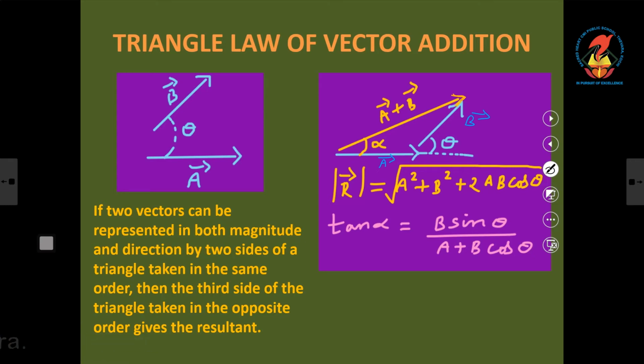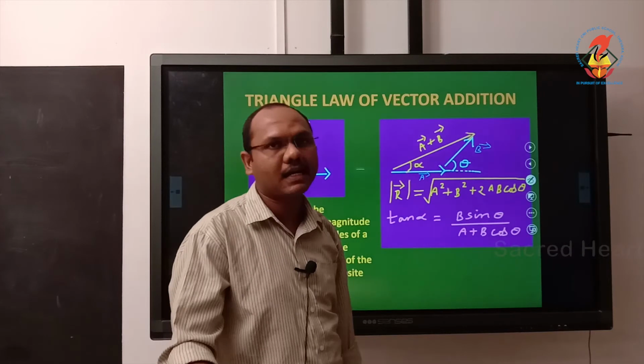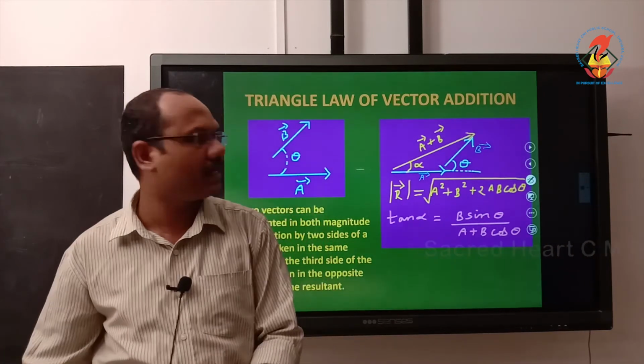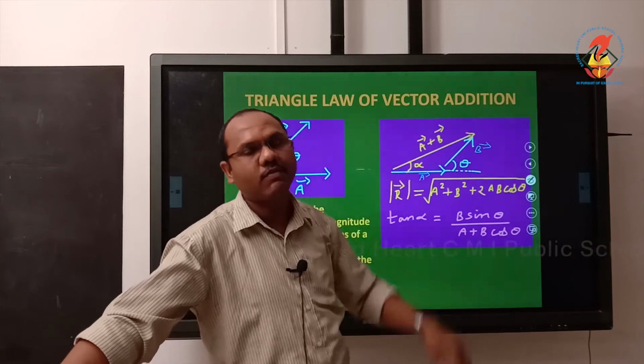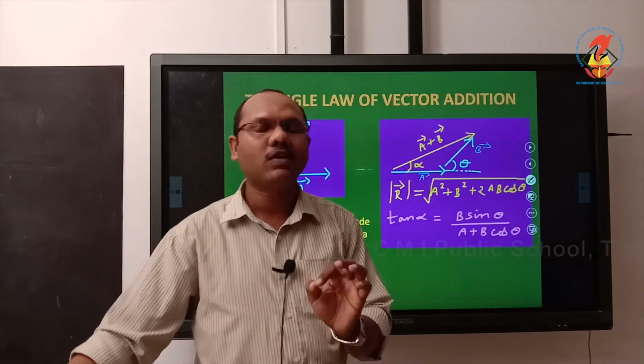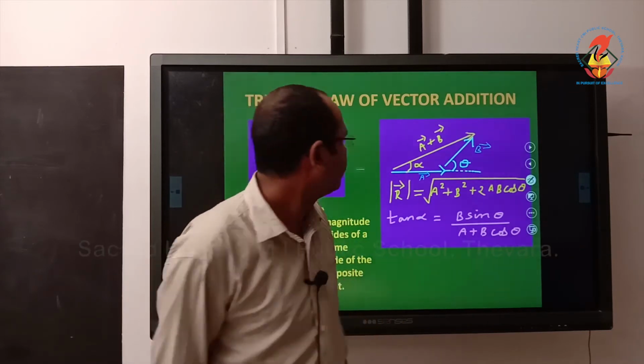Okay. So one vector is like this, second vector is like this. Then you draw the triangle. Draw the third side of the triangle taken in the opposite order, which will give you the resultant. What is meant by opposite order? I'll tell you. It is simple.